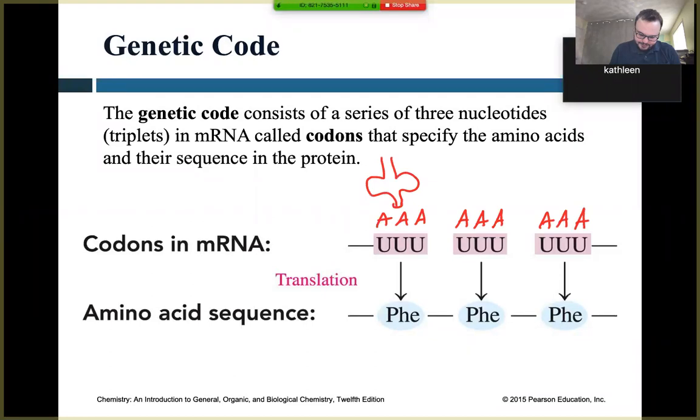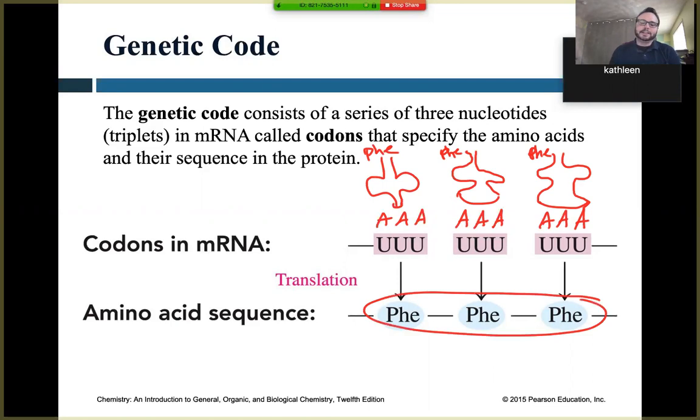Let's see if I can draw this. It would do something like this, where the anticodon, I'm trying my best to draw a tRNA, something like that. And I'm writing PHE because that's the three-letter code for phenylalanine. Your body would recognize those tRNAs going in order, just three phenylalanines in a row, and they'll covalently link and make a new protein.